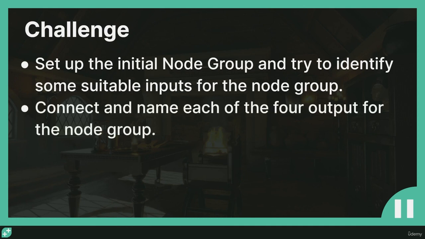Connect and name each of the 4 outputs for the node group. So we have the scratch mask, inverted and uninverted, and we have the scratch map, inverted and uninverted. Just make sure you name them correctly and you turn them all into float values. So pause the video, have a go at that, and I'll see you in the next video and we'll finish setting up our scratch generator node.